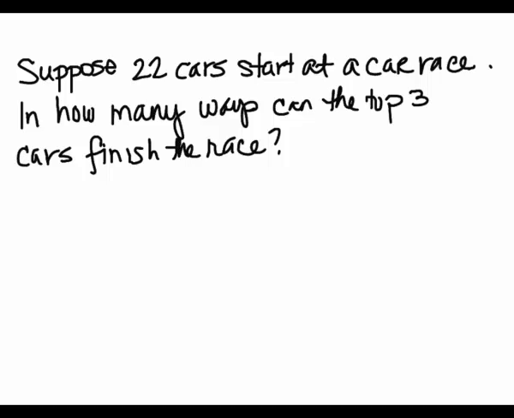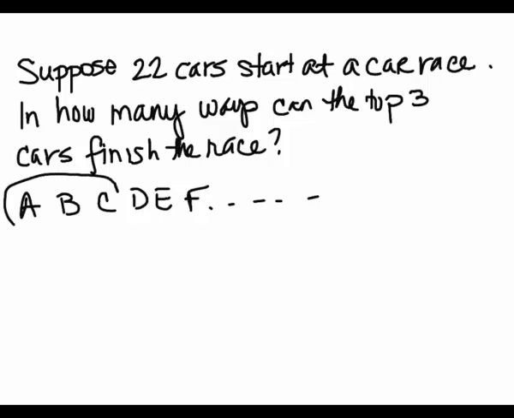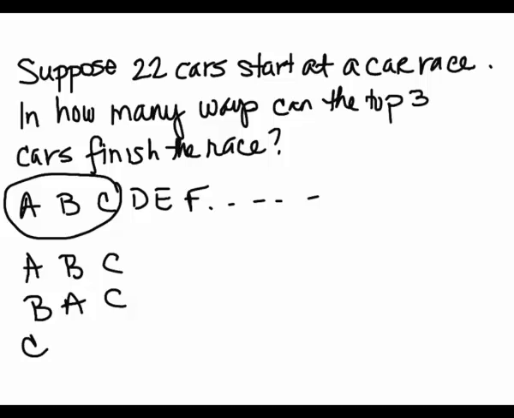Okay, this, you guys, is a permutation, okay? You have 22 cars at the start of the race, and how many ways can the top 3 cars finish the race? So let's say I have 22 cars, and I start naming them A, B, C, D, E, F, all the way to 22 cars. Okay, if I want to see how the top 3 can finish, couldn't I just choose the first 3 at first and say, okay, you're going to finish A, B, C. Okay, B is going to come in first, and then A, C. Okay, then C is going to come in first, and then B, A. Do you see what I'm doing here?